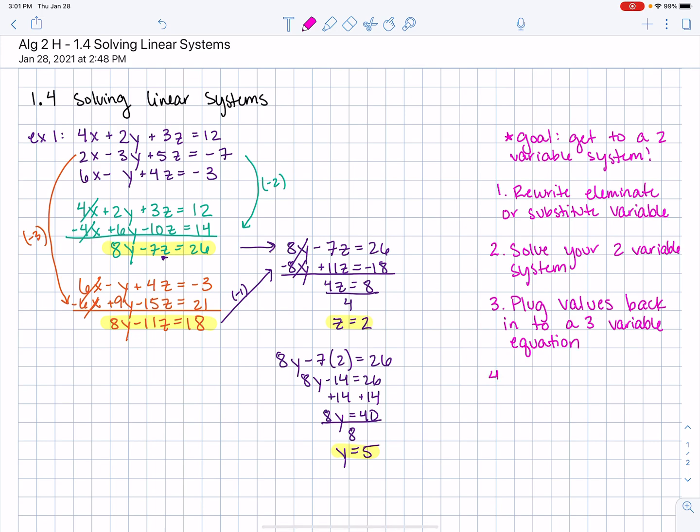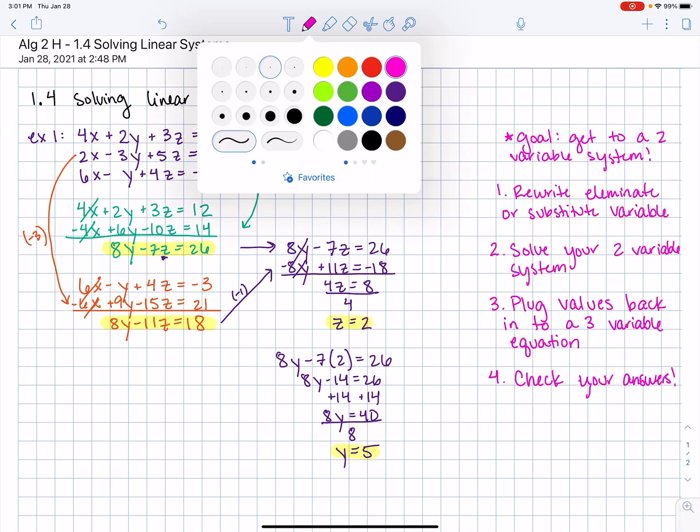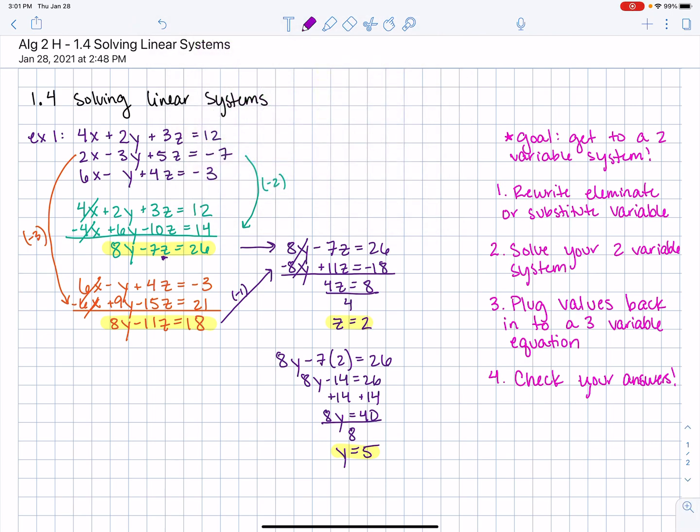to solve for that last variable. And then of course, check your answers. Check your answers for this one. So we still need to solve for x. We're going to go back up to the top here and solve for x right here.